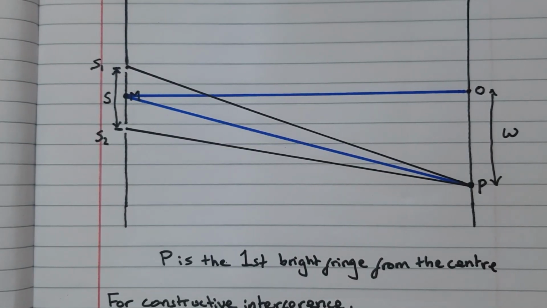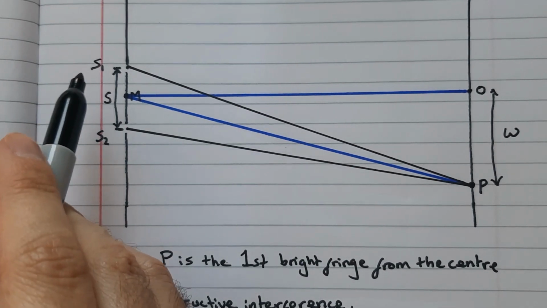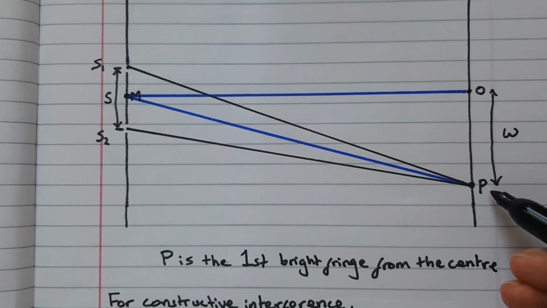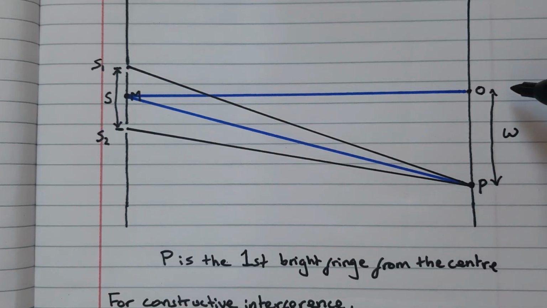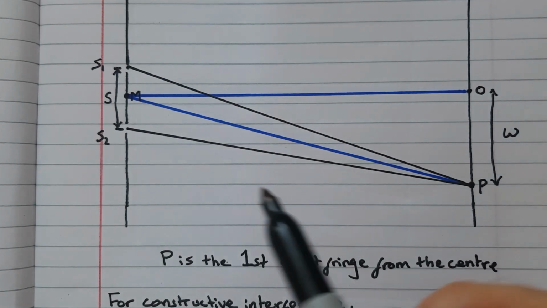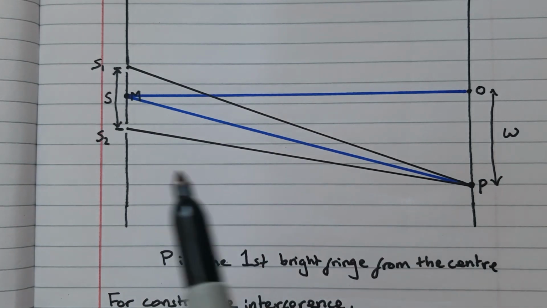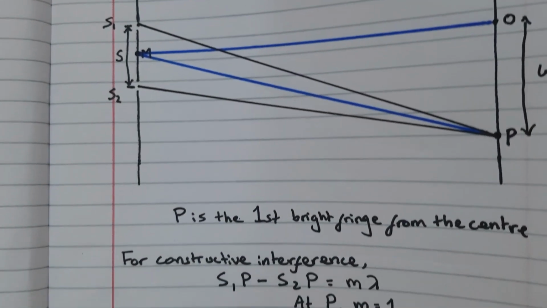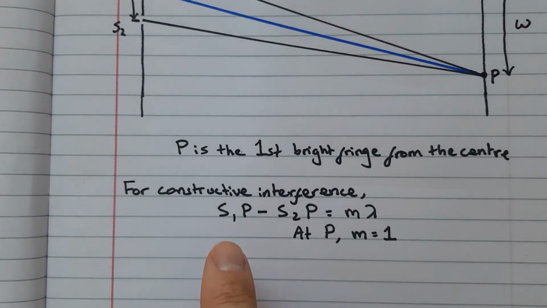So you will remember this diagram from the previous lesson on Young's double slit experiment. You can see the two slits, S1 and S2, and a point on the screen P where the first bright fringe from the centre is seen. So constructive interference must be happening at this point. Since it's the first bright fringe, the path difference between the two beams S1 to P and S2 to P must be exactly one wavelength, which I show over here.